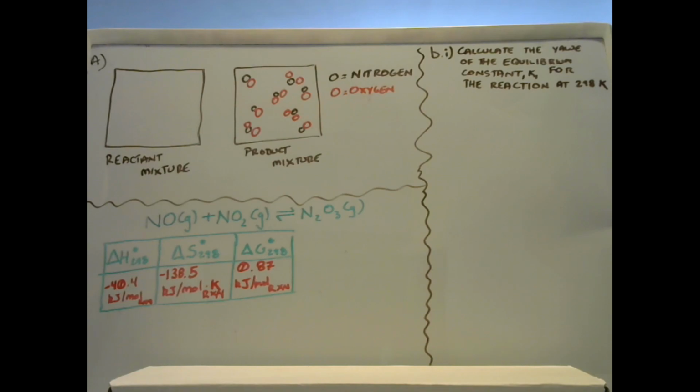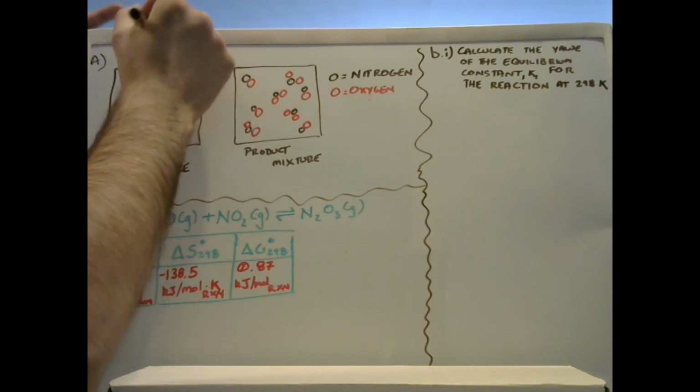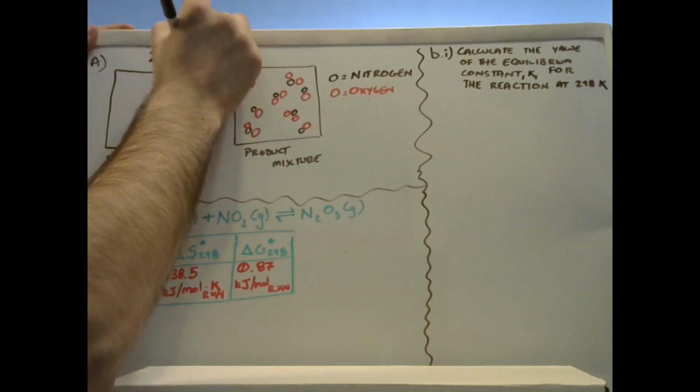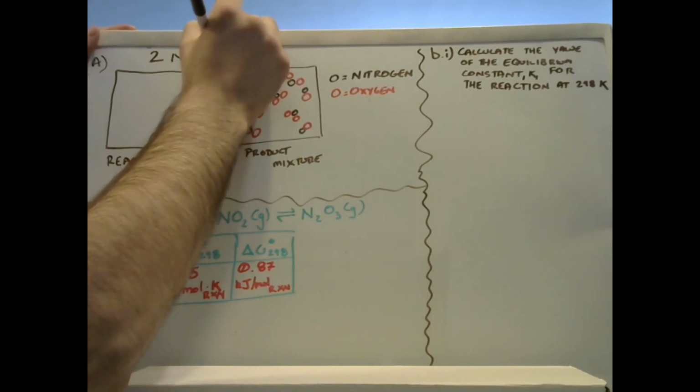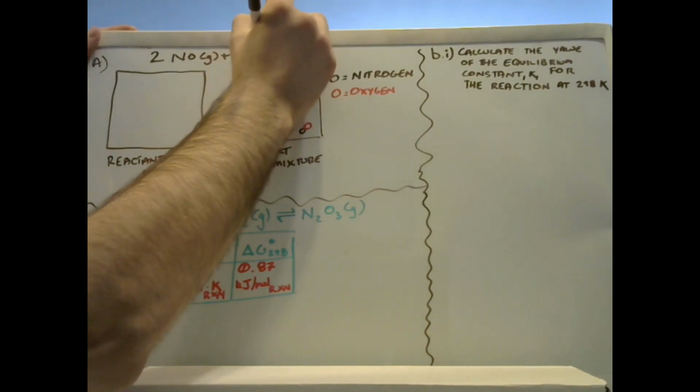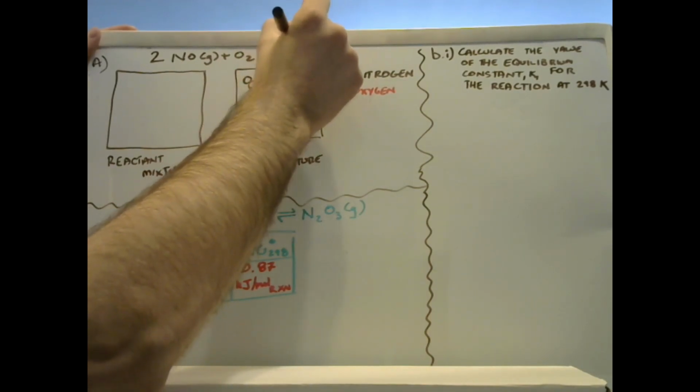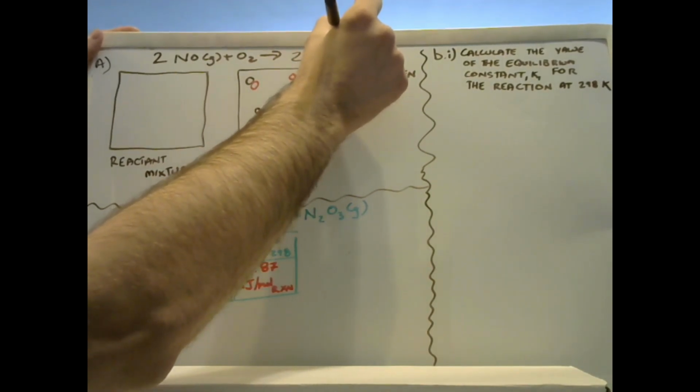Question 2 starts with a chemical reaction that says 2NO gas plus O2 gas gives you 2NO2, which is going to be very important for part A. So let's go ahead and put that in. 2NO gas plus O2 goes to 2NO2.